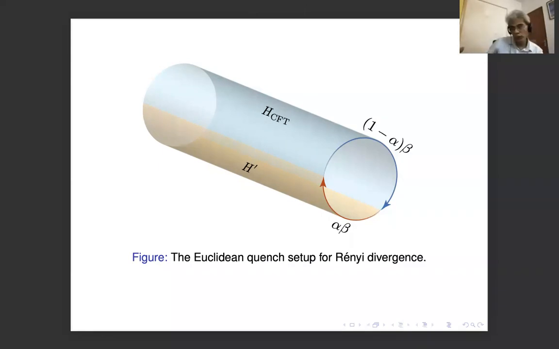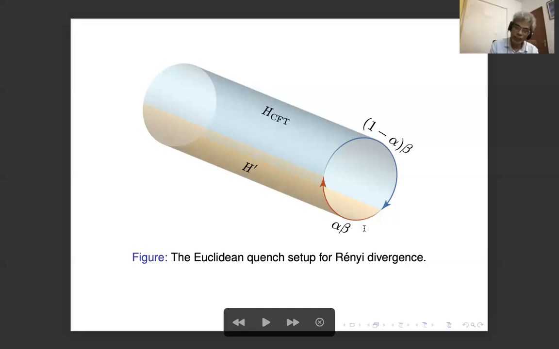It's a cylinder in which one part of it is with the Hamiltonian H prime, the deformed one, and another one is just the HCFT. So if you take this trace, you will get rho to the alpha and 1 minus alpha, and taking the limits, you can evaluate the relative entropy. So essentially, you have to evaluate this path integral in which the theory is deformed in this brownish shade and undeformed in the other shade.